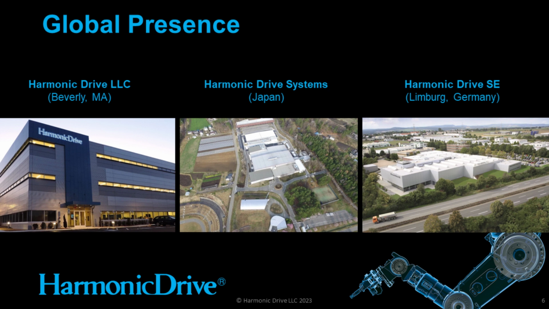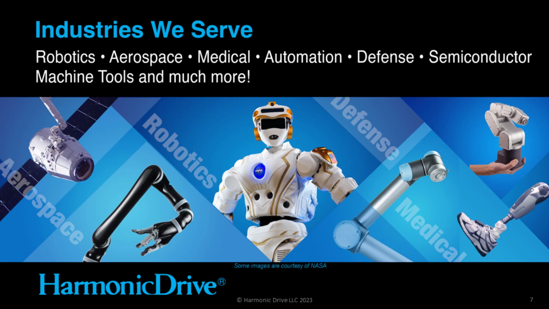So in 2023, Harmonic Drive has a global presence. Our strain wave gears are made in 3 countries to support our local regions, with Japan having multiple sites. I'm talking to you today from the Beverly, Mass headquarters of the United States. Some of the typical industries that we serve include robotics, aerospace, medical, automation, defense, semiconductor, machine tools, and many other industries. Again, we have a few applications shown below.